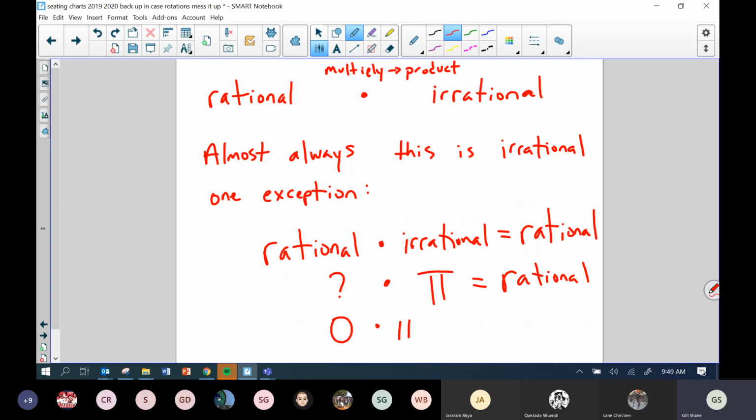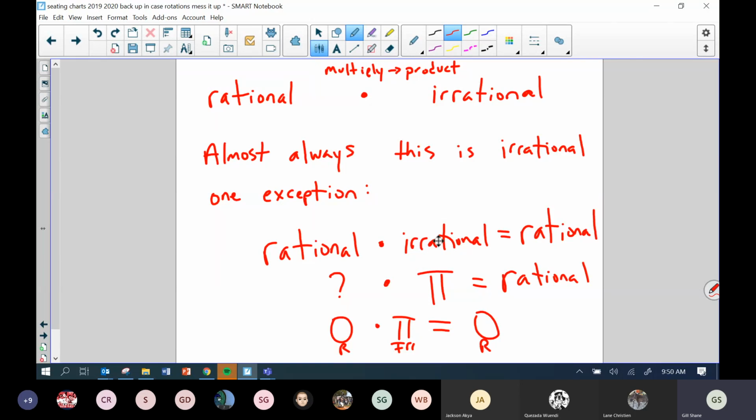0. Because 0 times pi would be what? 0 times anything would be what? 0. Yeah, it's 0, right? Well, 0 is a rational number. I don't know if we specifically talked a lot about 0, but 0 is a rational number. We could write that as a fraction. You could actually write it as a bunch of fractions because 0 over any number is still 0. So 0 is a rational number. So that's rational, that's irrational, and then we still got a rational number as the answer.